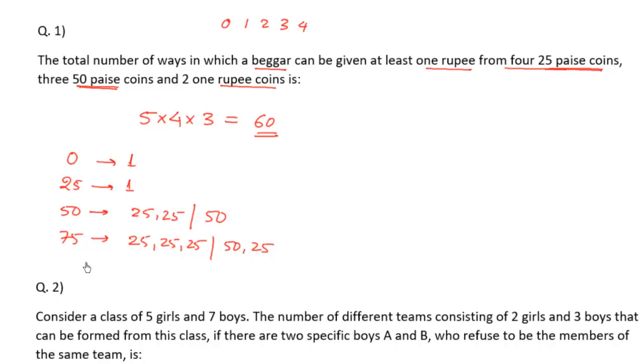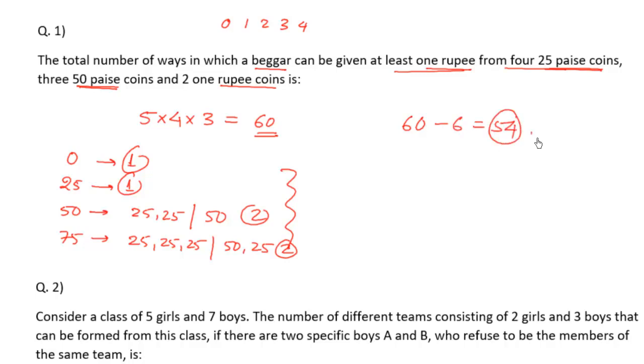So the number of ways, and in fact we have to find at least 1 rupee, right? So apart from 75, then he will be getting 1 rupee or more than 1 rupee. So these are the ways which do not satisfy this condition. So we can just count them. This is 1, this is 1, this will be 2, and this will be 2. So overall there are 6 cases wherein he is not getting at least 1 rupee. So the other cases he will be getting at least 1 rupee. So the answer would be 60 minus 6, which comes out to be 54. So 54 becomes the right answer.